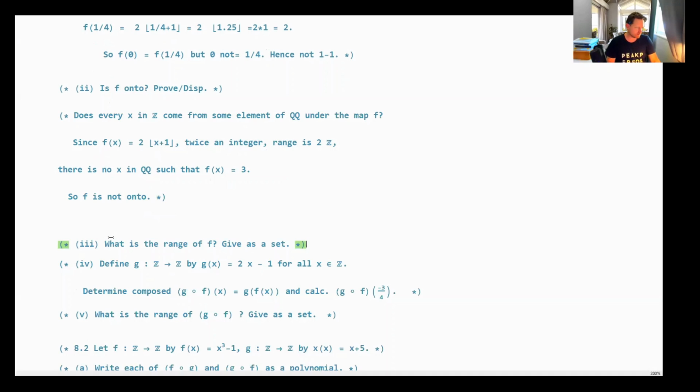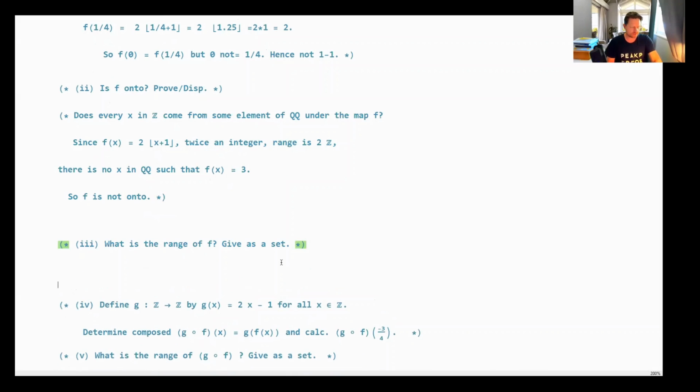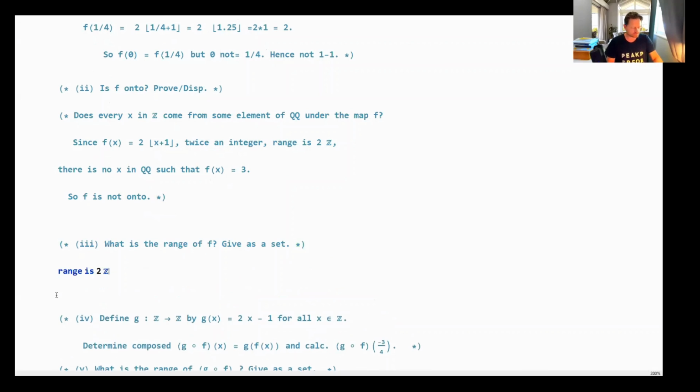Okay, so next one, what is the range of f? Well, we already know this, right? I've written it right there. So the range is twice the set of integers, or the set of even integers. So we'll just say range is 2z, okay, but it says give it as a set.